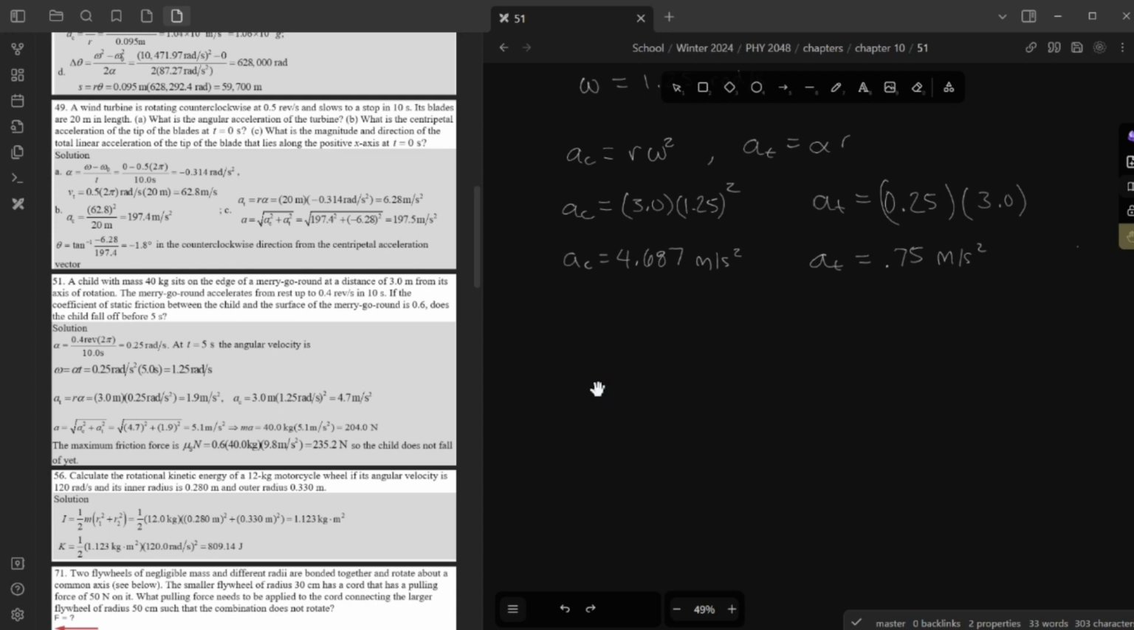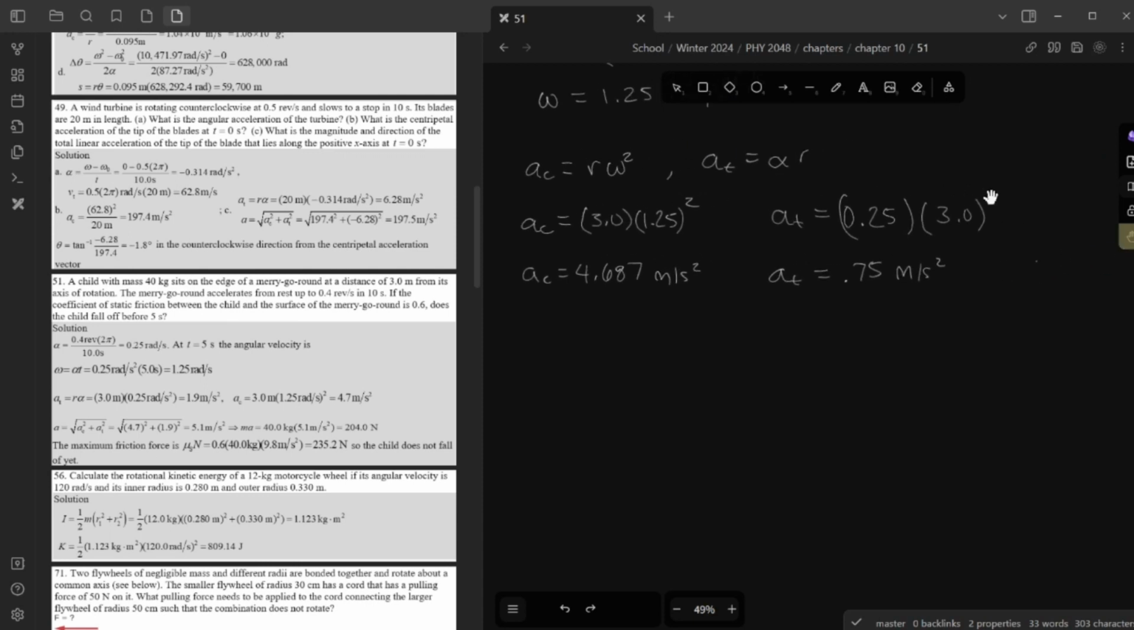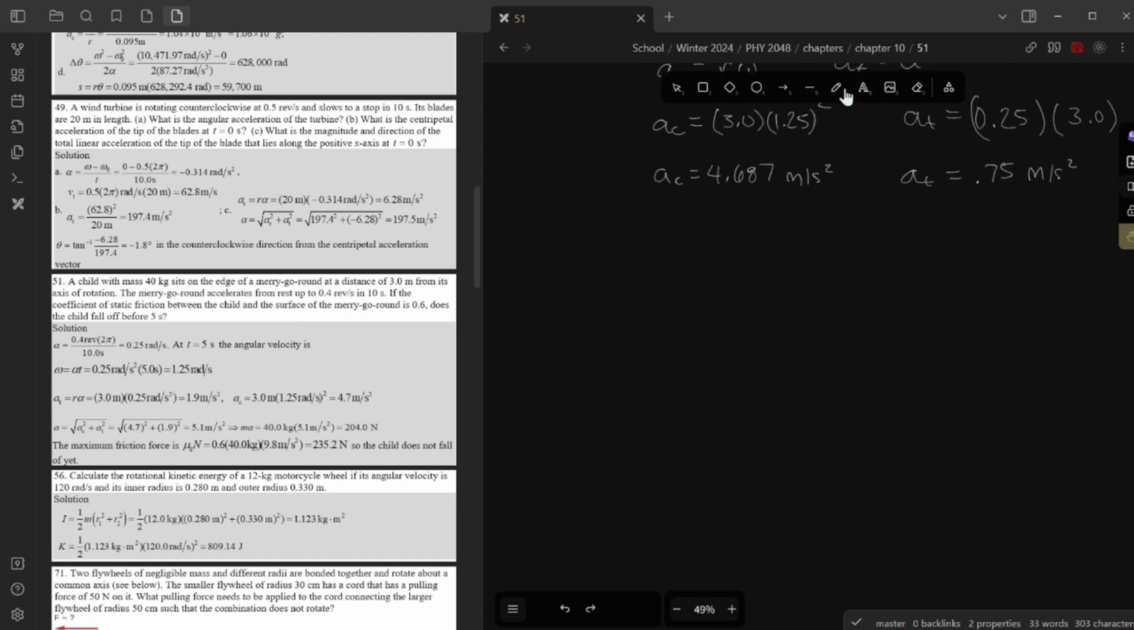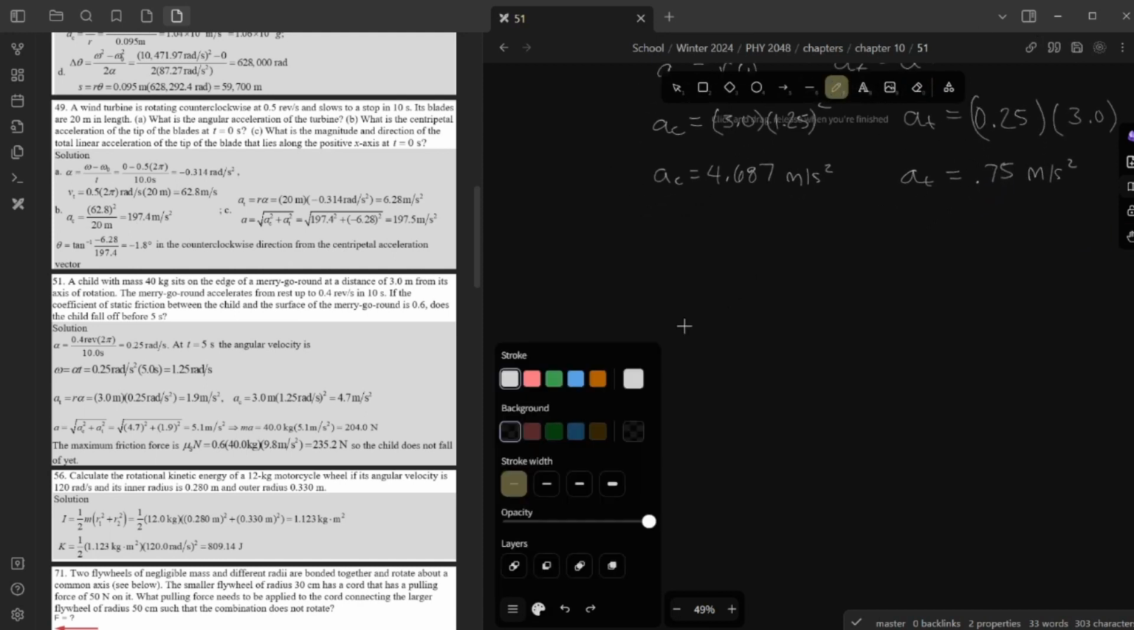Yeah, I'm still getting 0.75 meters per second squared. So let's just go ahead and move on. We're still going to follow the same process, but just know that this solution doesn't seem to be correct. So let's go ahead and find the total magnitude.